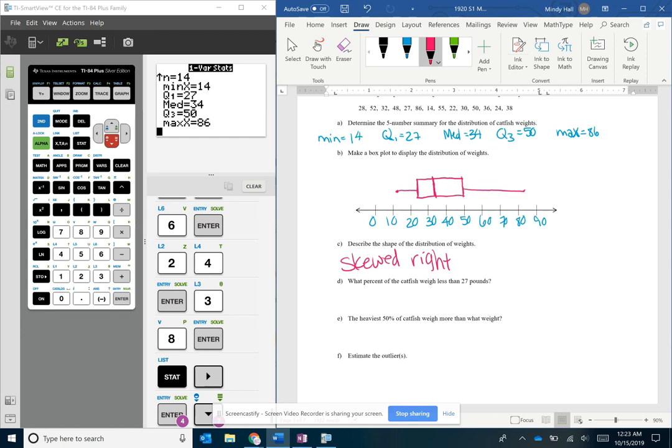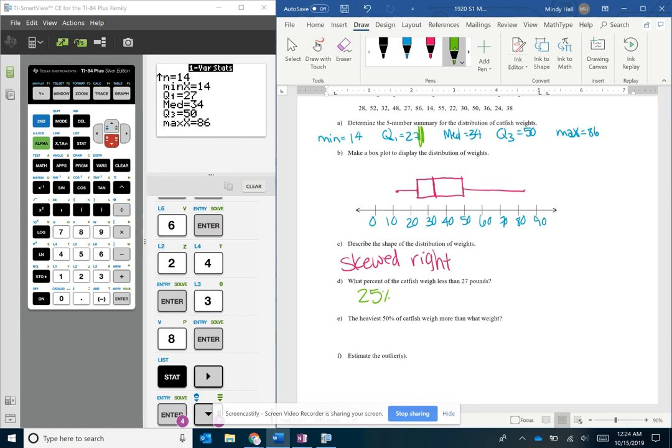So then thinking about what percent of catfish weigh less than 27 pounds? Well, come back up to your 5-number summary because 27 pounds is your Q1. Which means if you want the percentage of what weighed less than that, you start at your 27. And notice I only have one little section of this box plot, which means that's only 25%. So it's not very much.